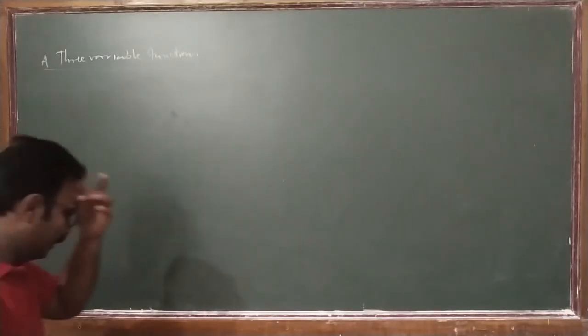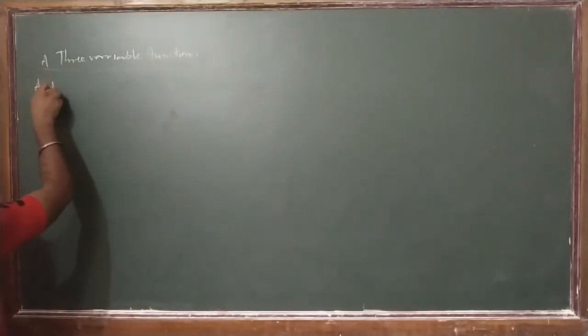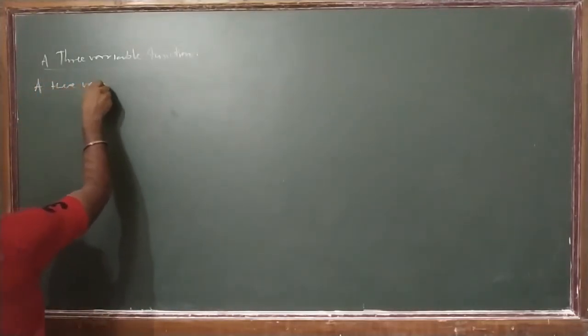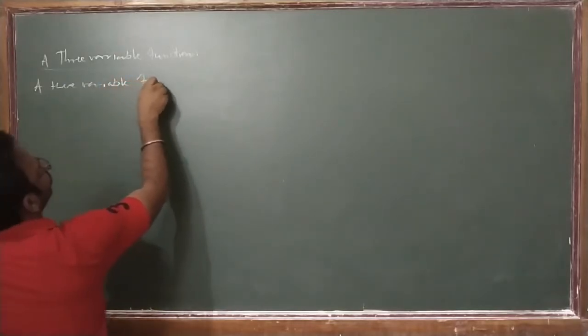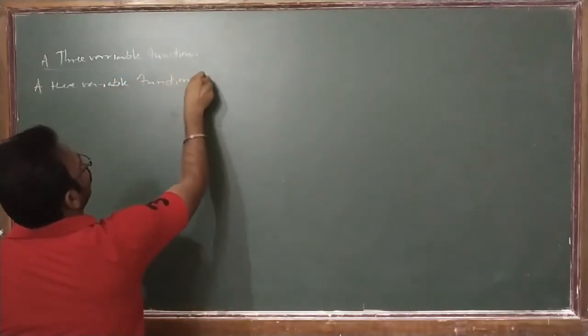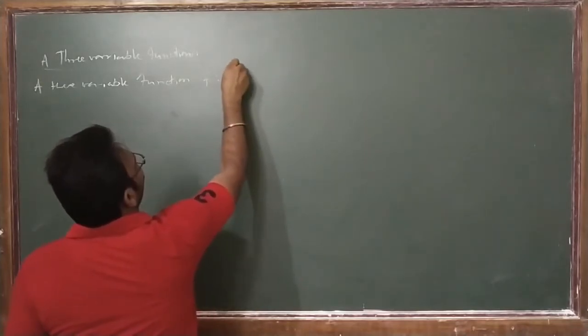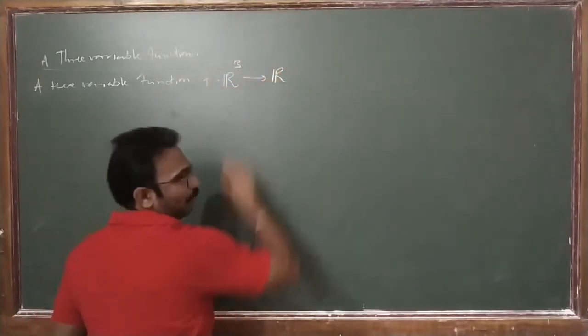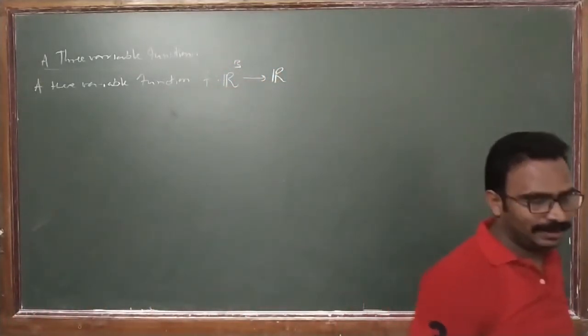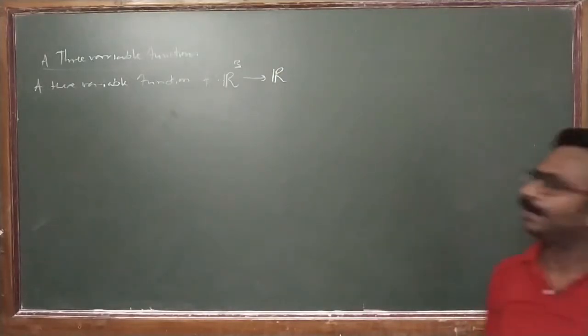A three variable function. A three variable function f from R3 to R. The domain will be a subset of R3 and the output will be again a real number.